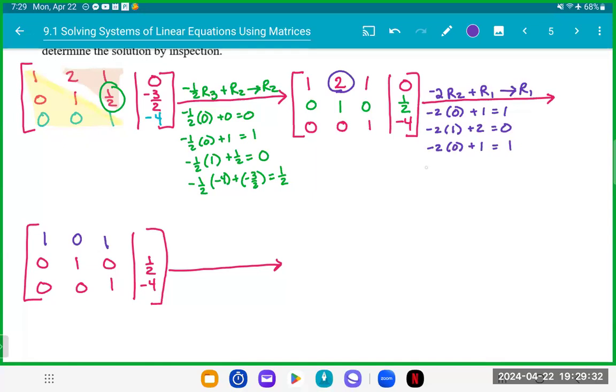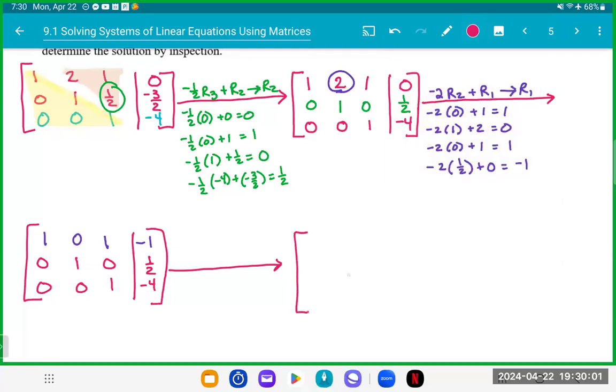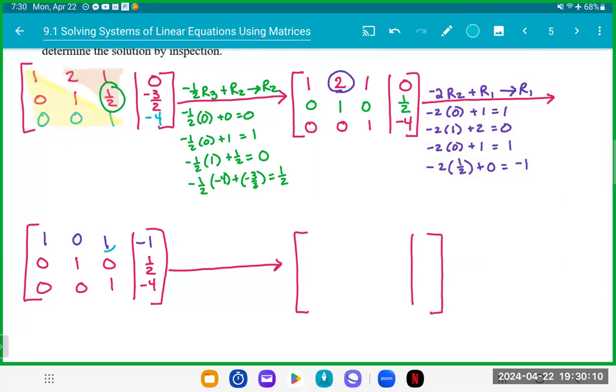And -2 times 1/2 plus 0 gives me a 1. I mean, a -1 because we have that -1. Okay. Everybody see that? Any questions? Okay. So now we want to get this one here to be a 0.